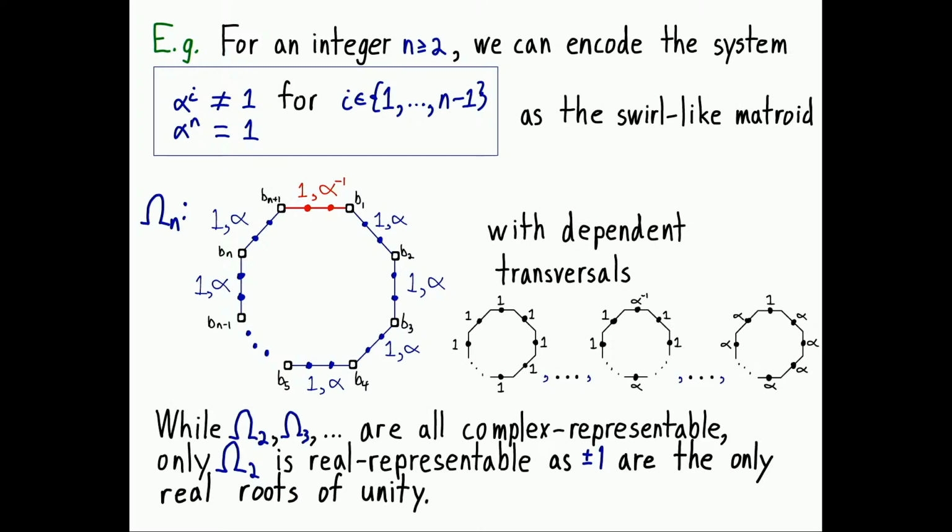So, because you have roots of unity for any integer n in the complex numbers, these all have complex representations, but the only one that has a real representation is omega 2, because 1 and minus 1 are the only real roots of unity. Okay. So now we actually have an example of a matroid that is complex representable but not real representable.